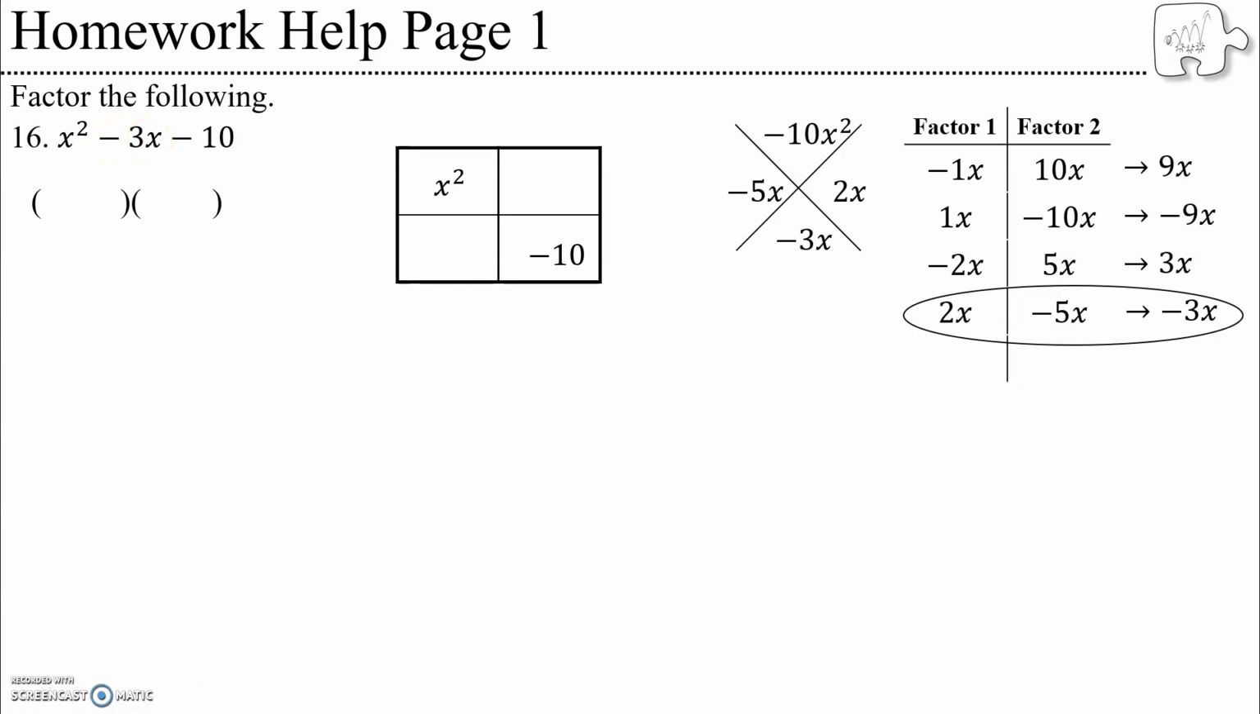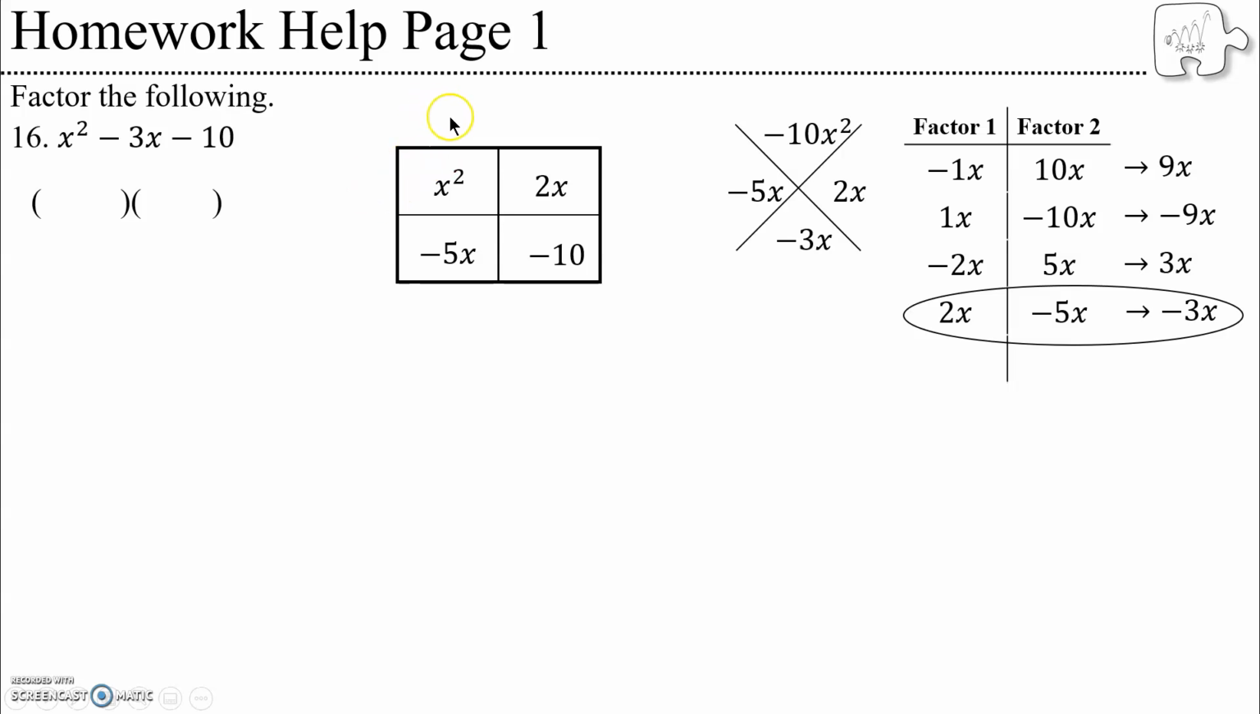So we fill it in here, 2x and negative 5x. Now let's find the greatest common factors going in both directions of this top box. Going across, they both have an x. Going down, they both have an x. There's no number before the x, so there's no number that we could attach to the greatest common factor.